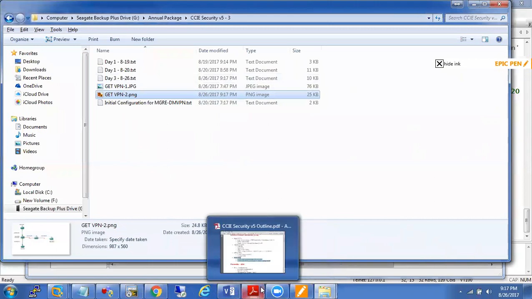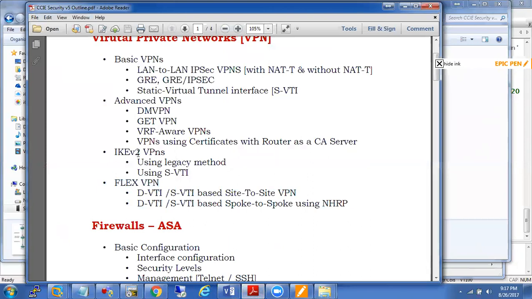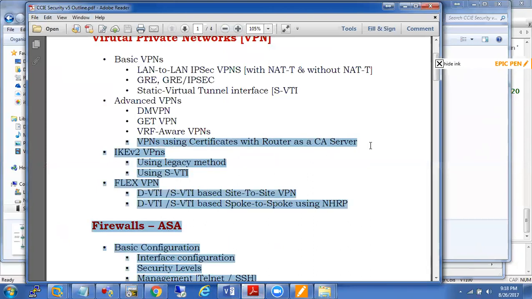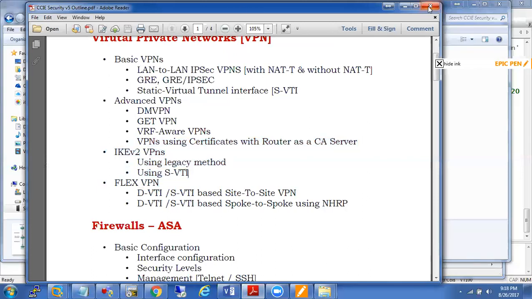So tomorrow, we're going to be taking a look at VPN using certificates for the CS server as well as IKEv2 VPNs. That's the plan for tomorrow.